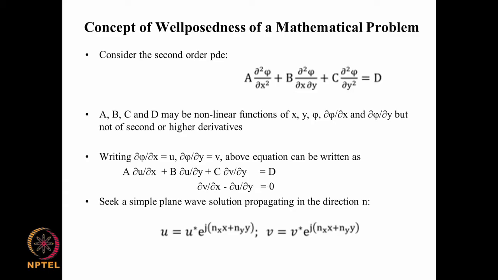Okay. So this second order partial differential equation can be converted into two first order equations by writing ∂ψ/∂x equal to u and ∂φ/∂y equal to v. We can convert into two coupled equations as shown here, and in order to look for the nature of the problem, we talk about the hyperbolic and elliptic and all those kinds of things.